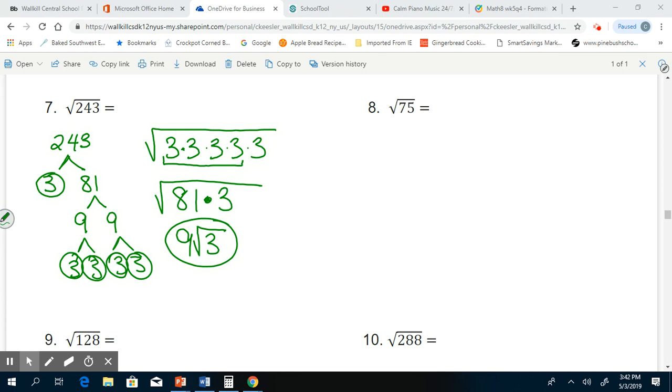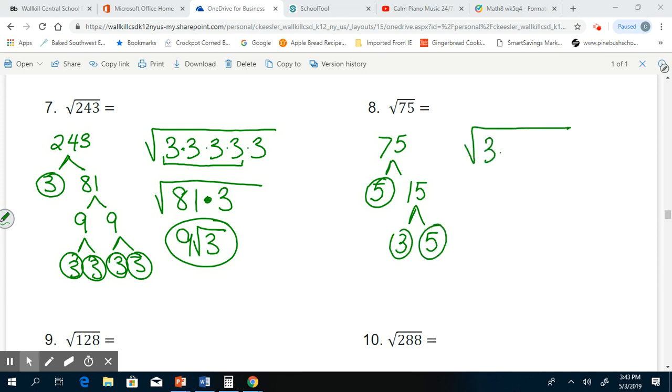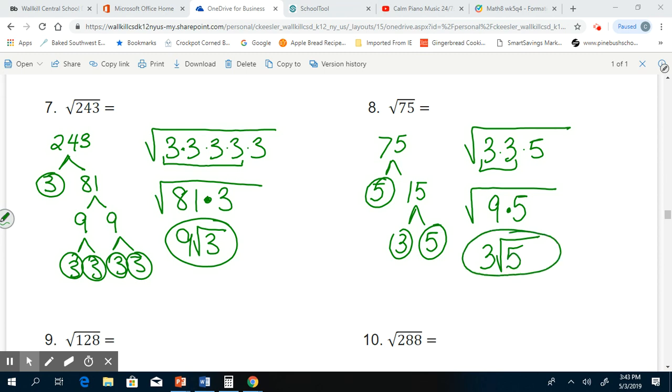All right, last one I'm going to do with you is square root of 75. 75 is 5 and 15. 5 times 15 is 75. 5 is prime. 15 is 3 times 5, both of which are prime. So under my radical, I have 3 times 3 times 5. 3 times 3 is our perfect square, which is 9. So it's 9 times 5. Square root of 9 is 3. Square root of 5 can't be done. So our final answer is 3 radical 5.